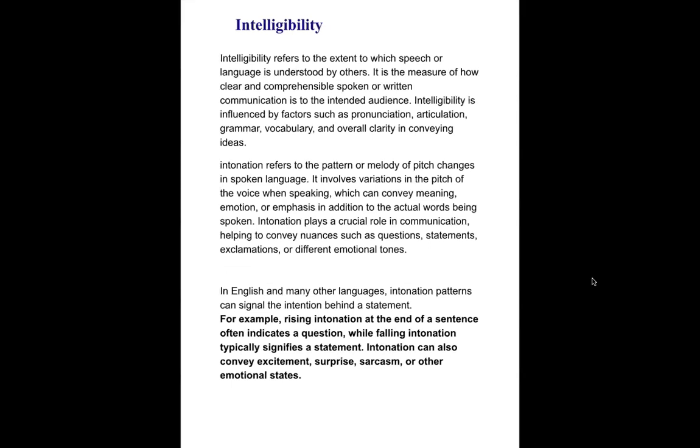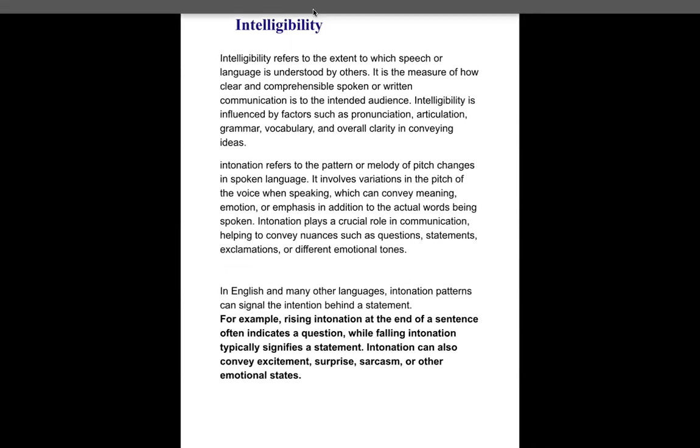Okay. All right. So I just want to give a brief idea about what intelligibility is. Intelligibility refers to the extent to which speech or language is understood by others. So when you're speaking, you can't be speaking in a way where nobody understands or nobody can hear. So you have to be very loud and very clear when you're speaking. And intelligibility also involves your pronunciation, your articulation, your grammar, your vocabulary, and overall clarity in conveying your idea to somebody else. This is not only used in OET, it's used in day-to-day life as well.